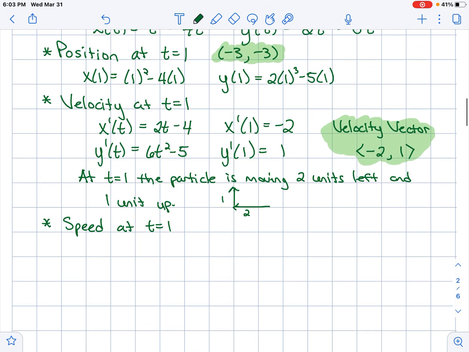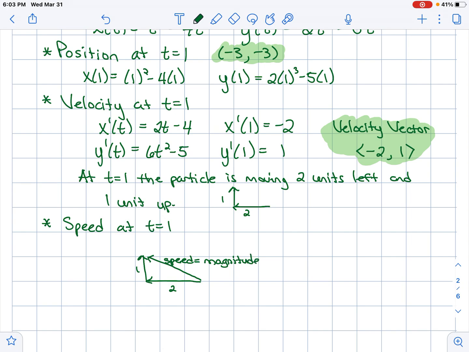So what we're trying to find out, we're not just going to take the absolute value of each one. The speed is, let me show you. If we've got this velocity vector, the speed is just how fast is it going from point A to point B. So it would be the magnitude of that vector.